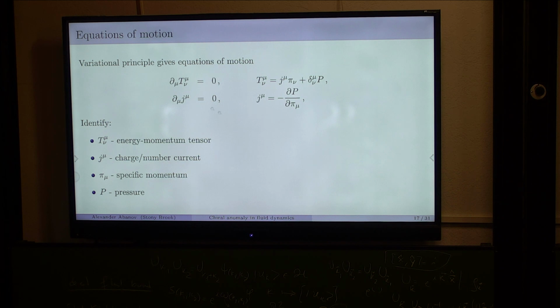From these equations we recognize this as the energy momentum tensor, and J as a charge or number current. Pi mu will be recognized as the specific momentum per particle, the canonical momentum per particle, and P is a pressure function, as you can see from the energy momentum tensor, this diagonal part. So what I'm doing is this exercise of deriving equations, combining them, and identifying fields by looking at the equations and trying to match fluid dynamic equations.